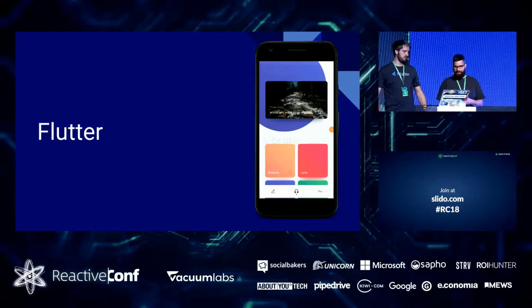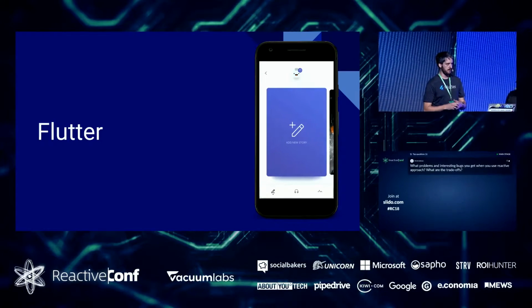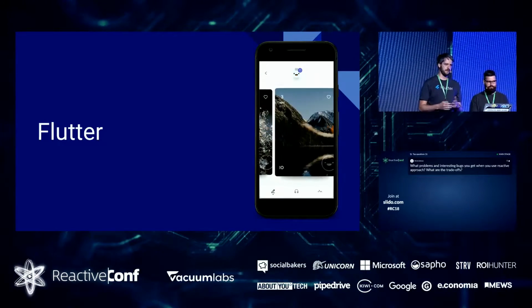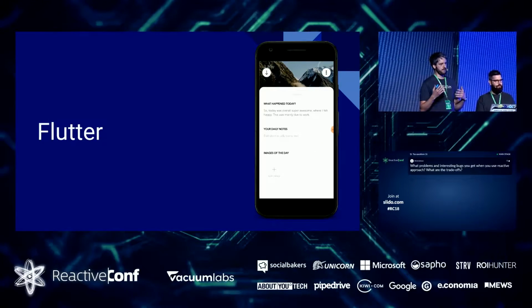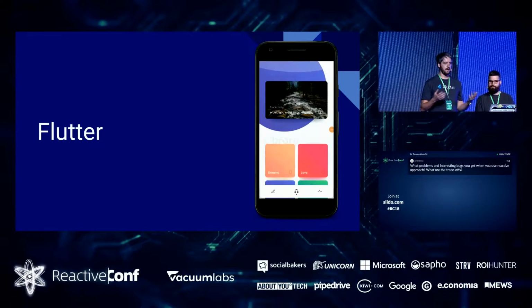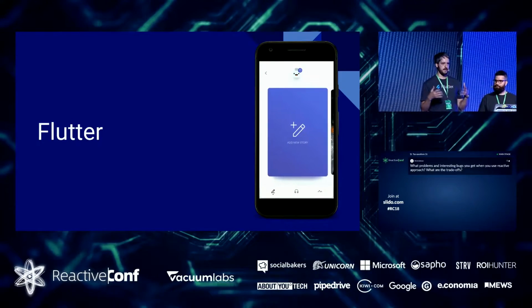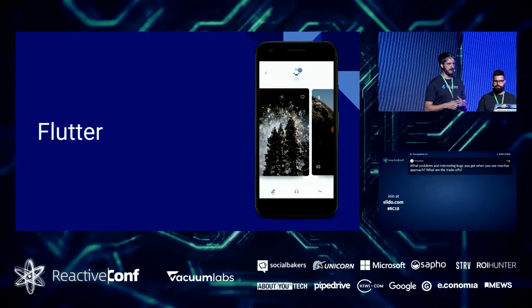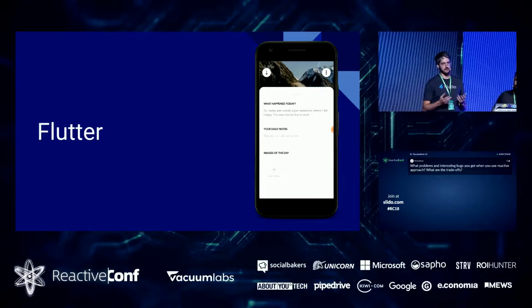Right. So Flutter is a mobile app SDK, right? It's a toolkit for building apps for iOS and Android. And one of the characteristics of this is that it compiles to machine code, right? It compiles to native ARM code that then paints directly to OpenGL or Vulkan.